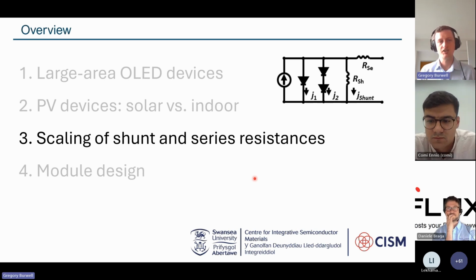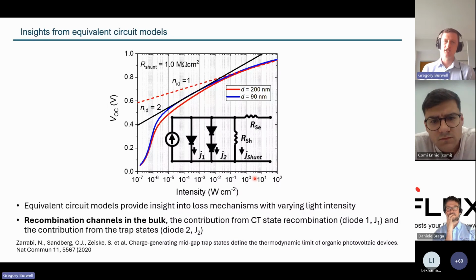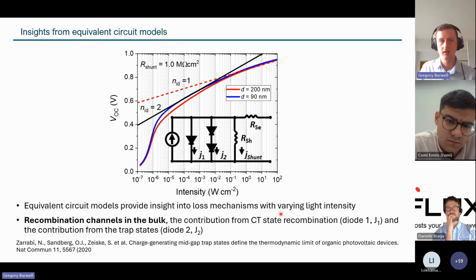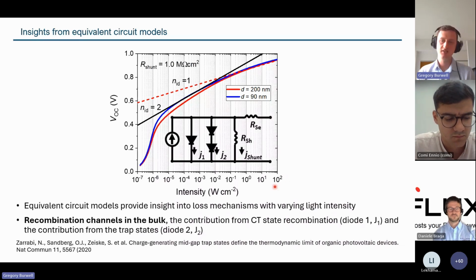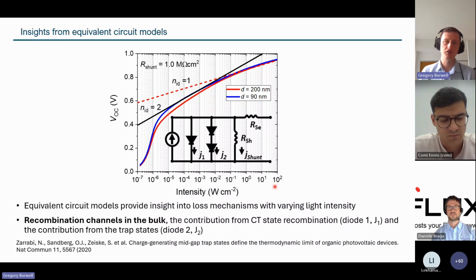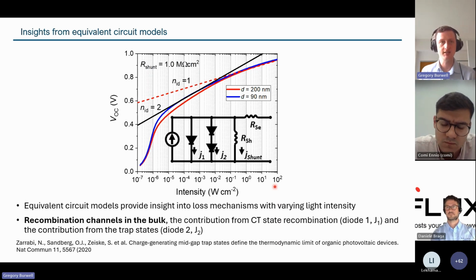But to get into a bit more detail, we need to understand how the shunt and the series resistances scale in a device. We can get a lot of insight from equivalent circuit models, and they provide insight into the various loss mechanisms with varying light intensities. If we use a 2-diode model, for example, for an OPV device, we can track the contribution from the CT states, labeled diode 1, and a contribution from the trap states in diode 2. We can simulate different thicknesses using this, but also start to build a model combining this with shunt and series elements to see what happens at different light intensities. If you want to look into more detail here, there's a nice paper from Nassim Zarabi about using these equivalent circuit models for modeling mid-gap trap states.